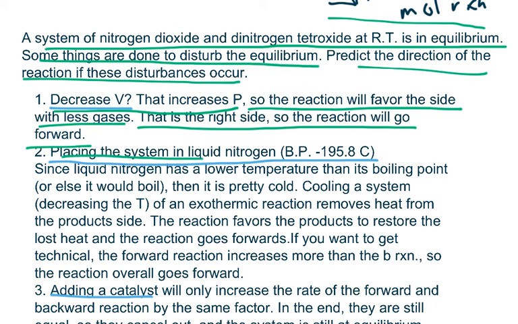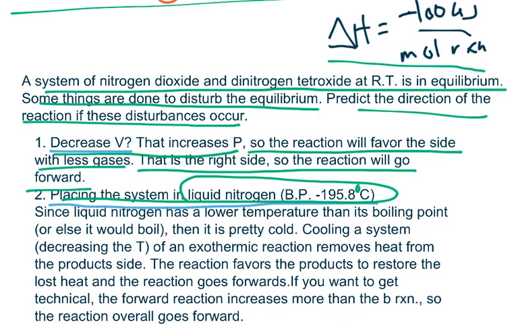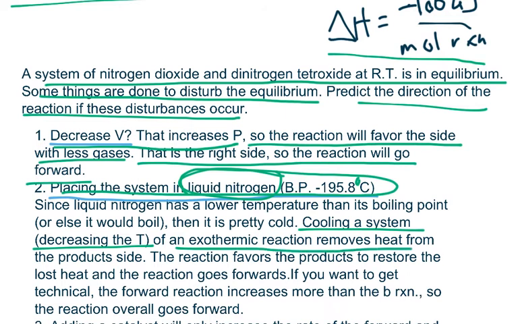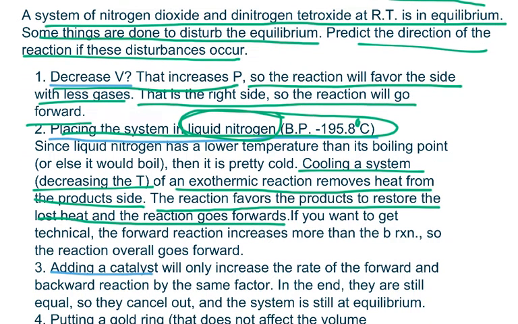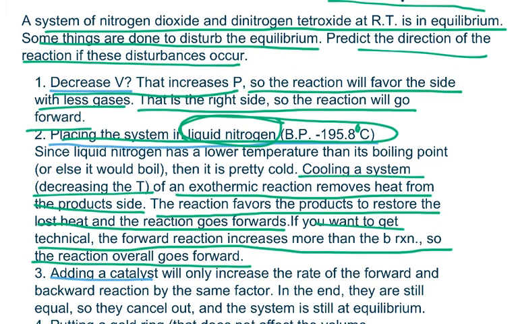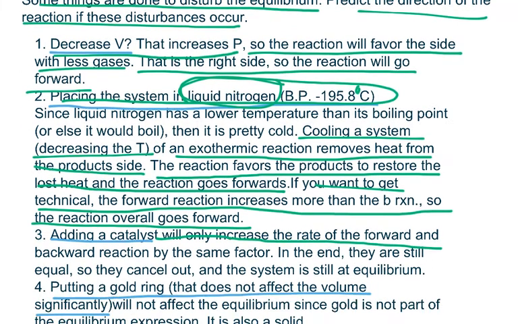What about placing the system in liquid nitrogen, which has a boiling point of negative 195.8 degrees Celsius? So you can imagine this is super cool, and since you are having a very cold substance touching the system, then it will cool the system and decrease the temperature of this exothermic reaction. And if you're doing that, you're removing heat from the product side. And therefore, the reaction favors the products to restore the lost heat, and the reaction goes forwards. If you want to get more technical, then the forward reaction increases more than the backward reaction, so the reaction overall goes forward.